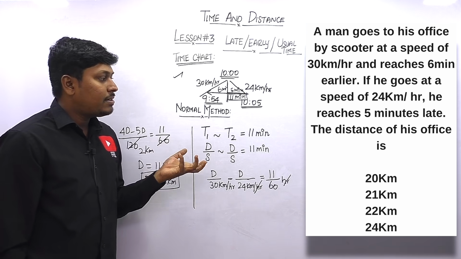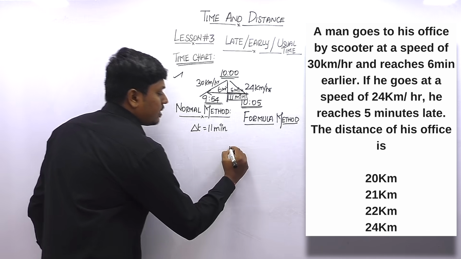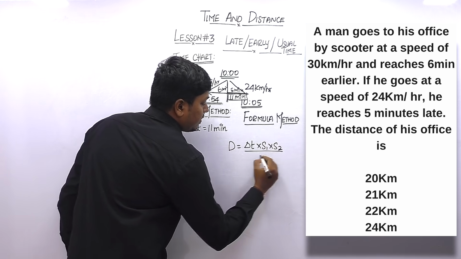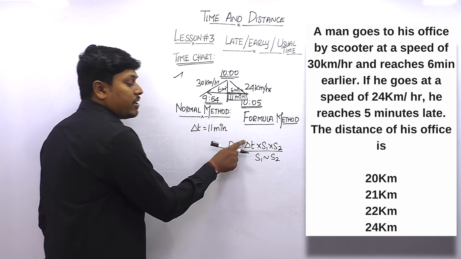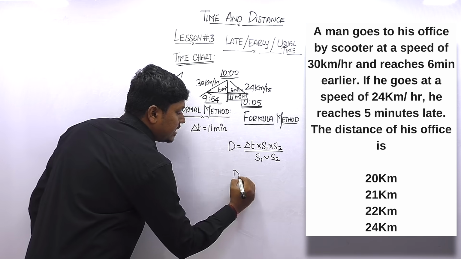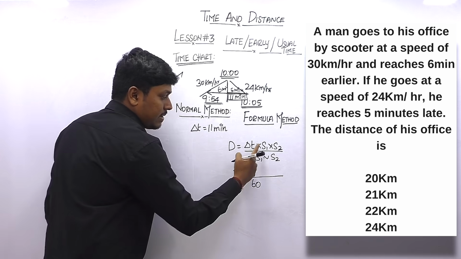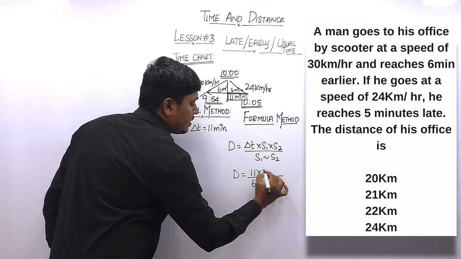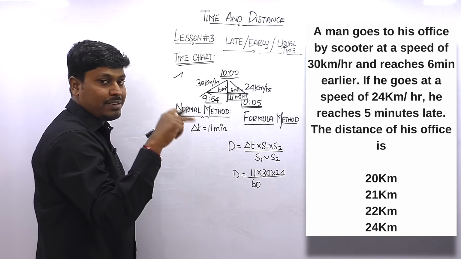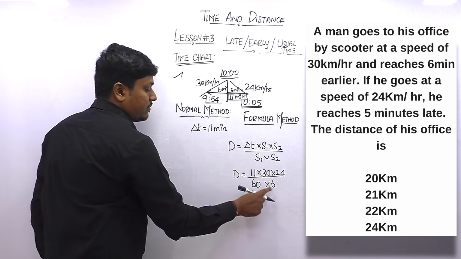Now the same question can be solved by using a formula also. Now we can solve this question by the formula method, right? What is the formula? D is equal to del T into S1 into S2 divided by S1 minus S2. I have already told you that del T is the time difference, and we know the time difference is 11 minutes. So D is equal to 11, and to convert the minutes into hours, 11 divided by 60, times S1 and S2. S1 will be 30, S2 will be 24, and S1 minus S2, 30 minus 24, the difference is 6. So into 60. Got it, friends? S1 minus S2, 30 minus 24, the difference is 6.